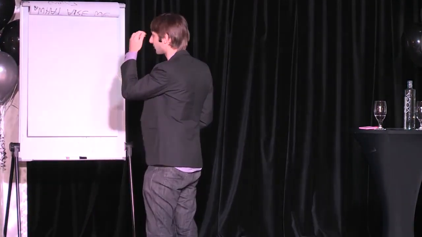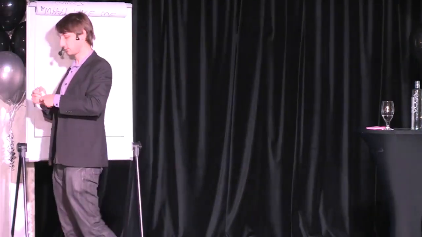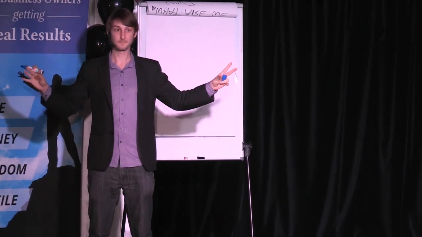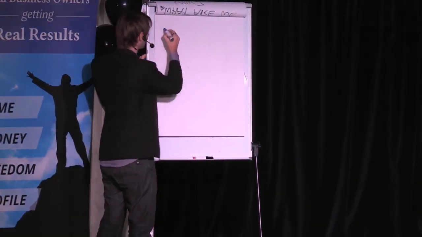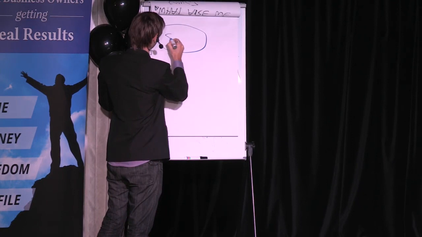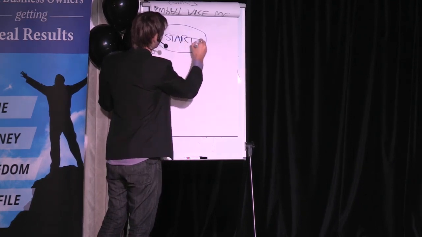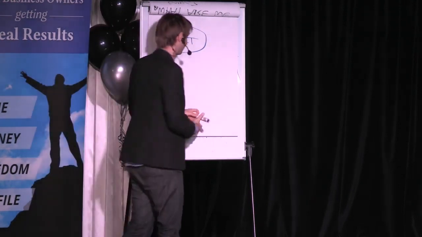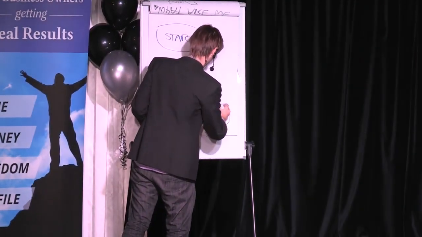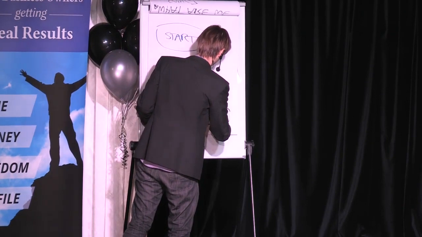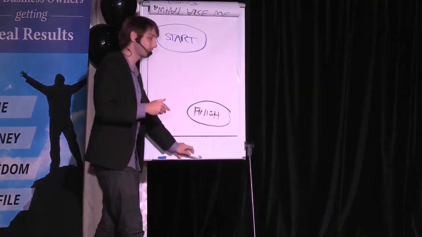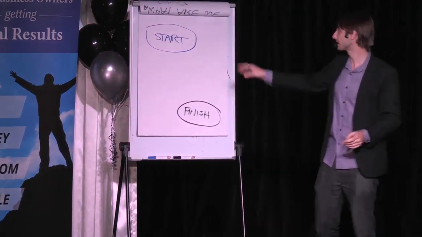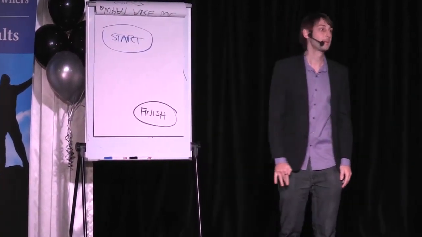So let's talk about process. A process always has 2 things. To start any process, you need 2 things. How many things? 2. Thank you. We need a starting point, and a finish point. Where does this process end? What's the result? Where does it get us to? A starting point and a finishing point.